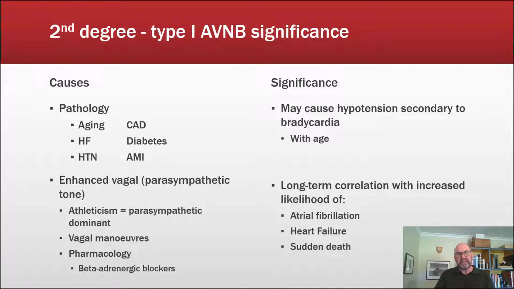The strongest predictive factors for a second-degree block include age, but it's also associated with patients that have long-term diabetes, chronic hypertension, where there's an existing history of heart failure and or coronary artery disease. As is the case with a first-degree block, the type 1 second-degree block can also be caused by vagal dominance due to athleticism, or this might be secondary to pharmacology, such as the use of beta-adrenergic blocking drugs. So overall, what's the significance of this rhythm to paramedics?